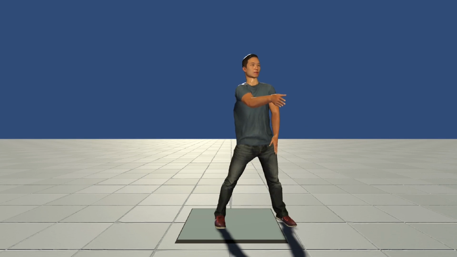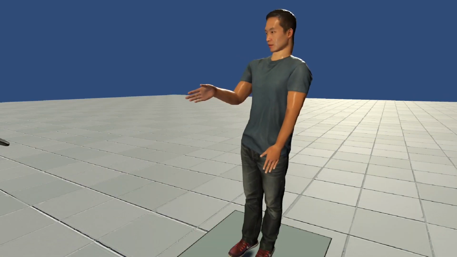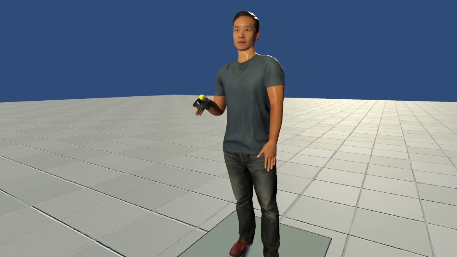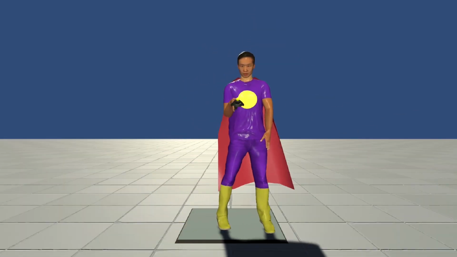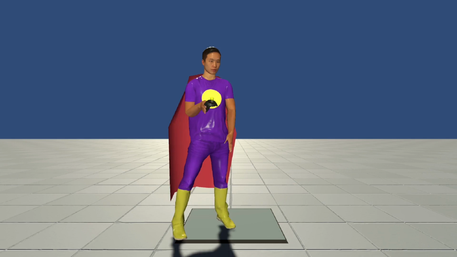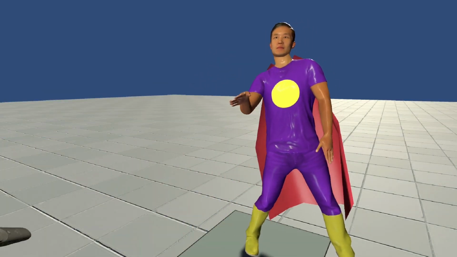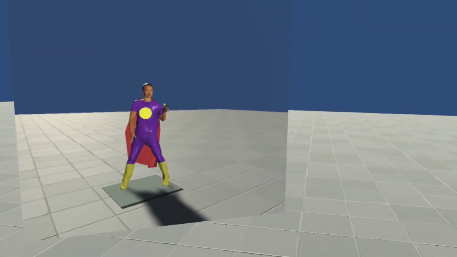Before starting the task, the participant is primed either with a neutral task explanation combined with an avatar dressed in casual clothing, or a superpower-themed backstory combined with a superhero-inspired avatar. In both priming conditions, the participant could view their avatar in a virtual mirror.